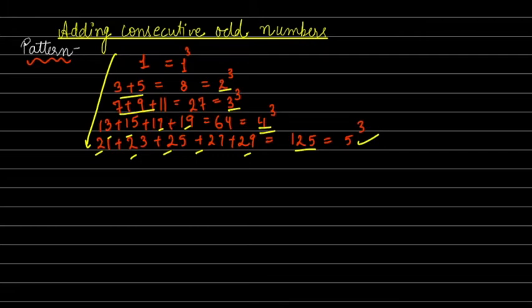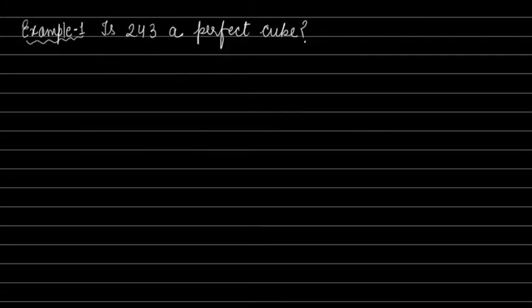Okay, let's move further. Now I will explain the questions with certain examples. The first question which you see on the screen is: is 243 a perfect cube? So how will we check whether the given number is a perfect cube or not? There is only one method, the prime factorization method. As in the square and square root chapter, we have done so many methods to calculate.